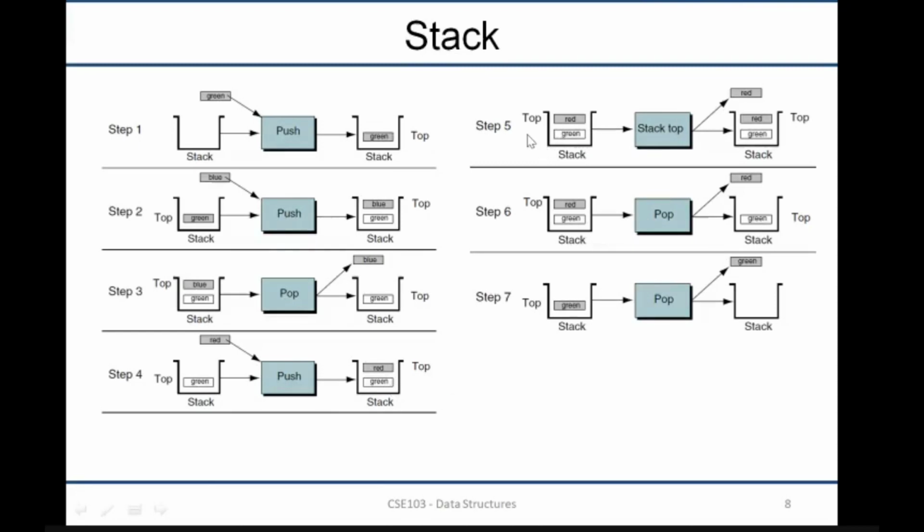Again one stack top operation. Stack top operation means it will not modify the top pointer. It will read what is the value in the top. In top, a red value is there, so red is returned. See here, still the stack contains two elements, green and red. Before the operation also green and red, and after the operation also green and red. Top is still pointing to the red. Again pop operation, red is removed, and again one more pop operation, green is popped. Now the stack is empty.